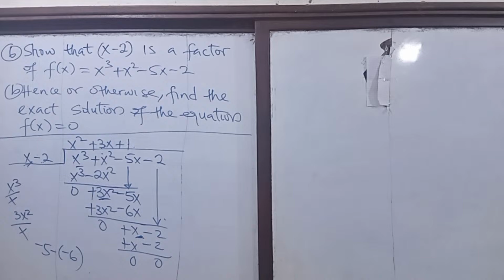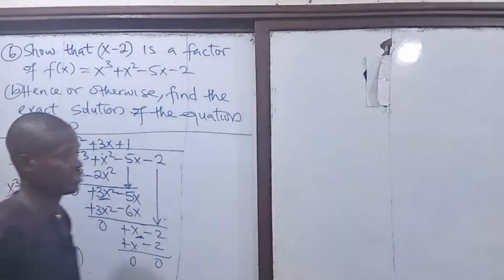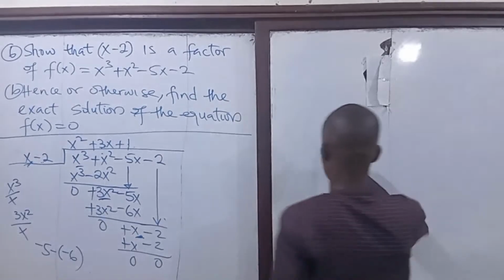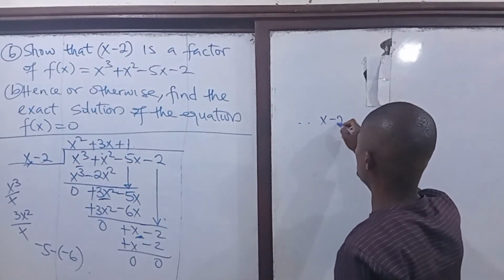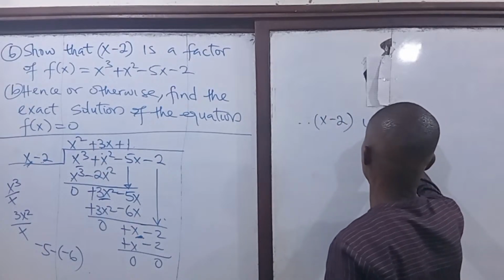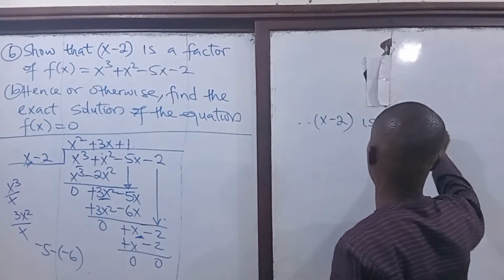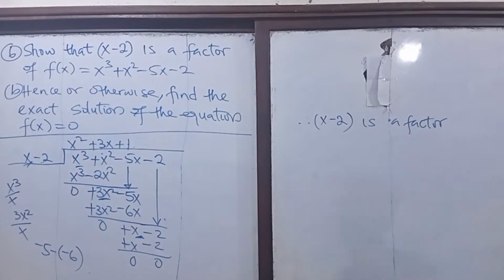And that confirms that if x minus 2 is a factor, the remainder must be 0. So therefore, x minus 2 is a factor, because the remainder is 0. Okay, x minus 2 is a factor.